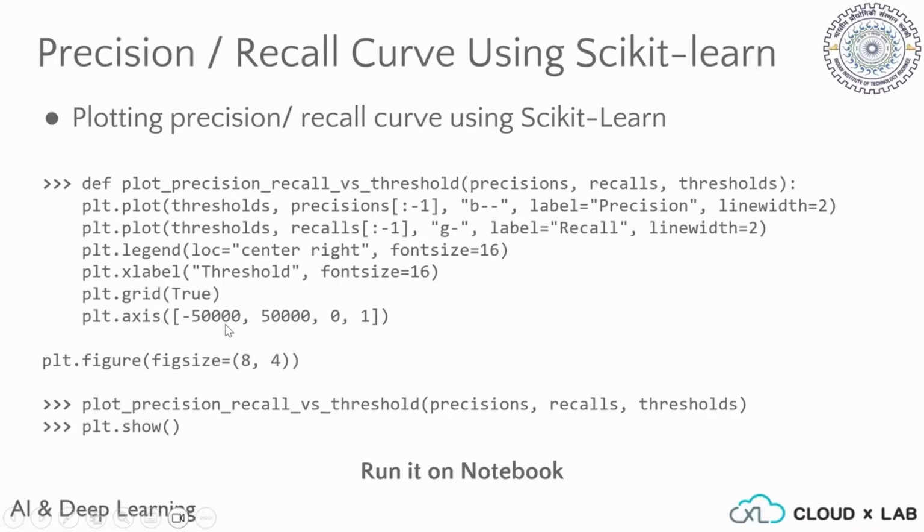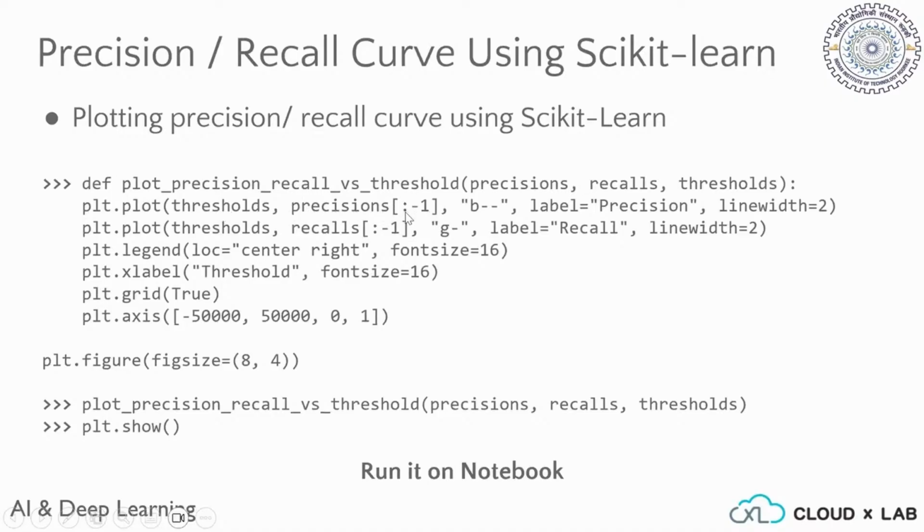Here we are defining ranges. For the x-axis, we want a range from -5,000 to +5,000. For the y-axis, we want a 0 to 1 range, right? And the figure size is 8 by 4, width comma height. And on this side we are writing plt.plot. Here we will pass threshold values, x values, comma y values.